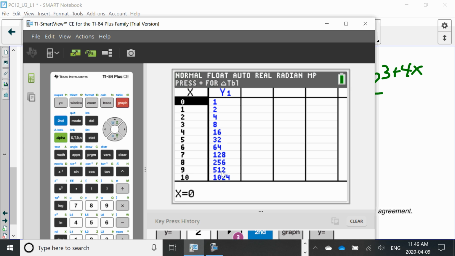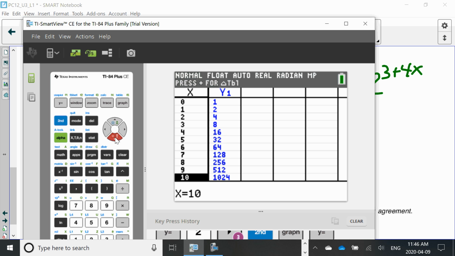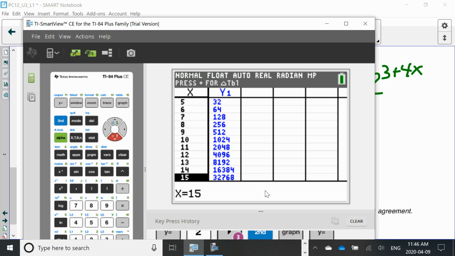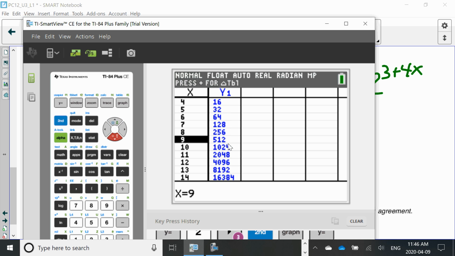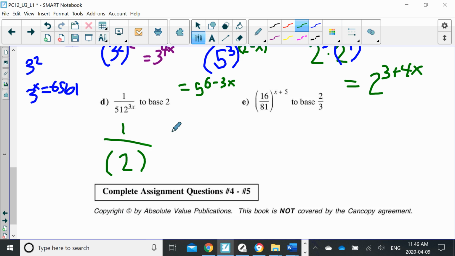So instead of guessing and checking, the reason I like showing you this is because students will be sitting there typing in 2 to the power of 2, 2 to the power of 3, 2 to the power of 4. This way you just scan down. Sometimes on quizzes, I like to give really big numbers. I might say on a quiz, 2 to the power of what is 16,384? And I don't want you guessing and checking up to 14. So punch it in on your calculator and use this function. We were looking for 512, which is right here. 2 to the power of 9 is equal to 512. So I'm going to put a 9 there.